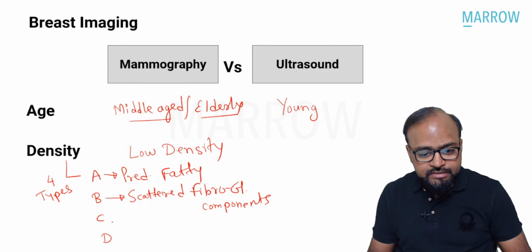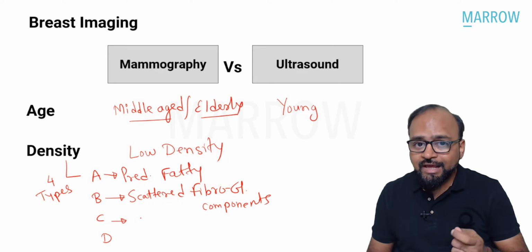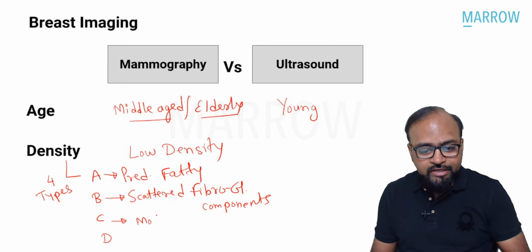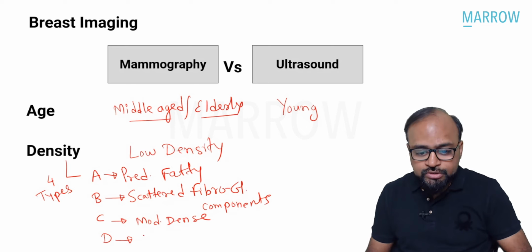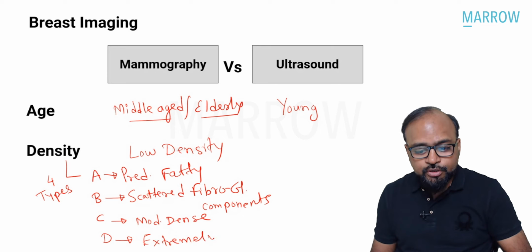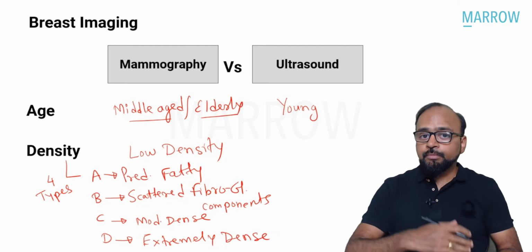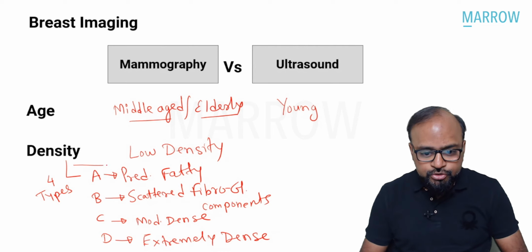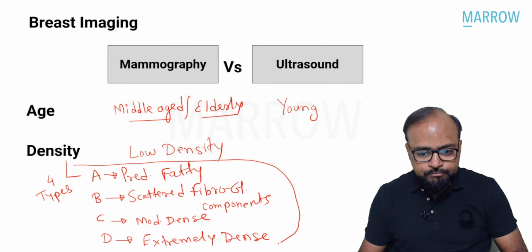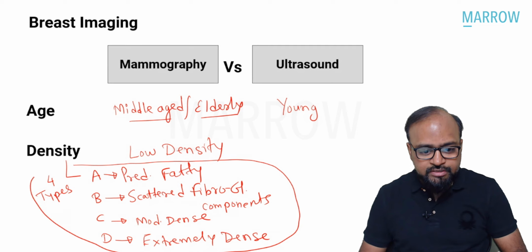Type C breasts are those that are moderately dense, whereas type D breasts on mammography are those that are extremely dense, that is predominantly glandular tissue or fibroglandular tissue is maximum. So based on density, breasts on mammography can be classified into 4 types.